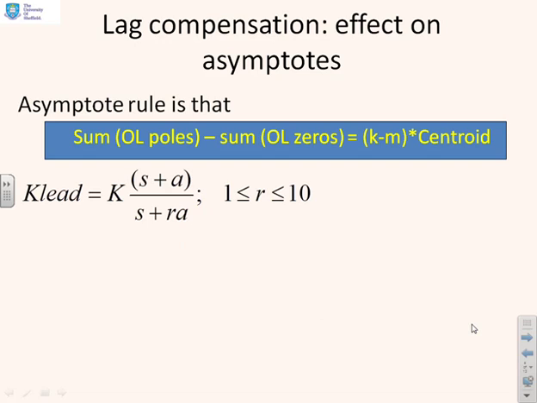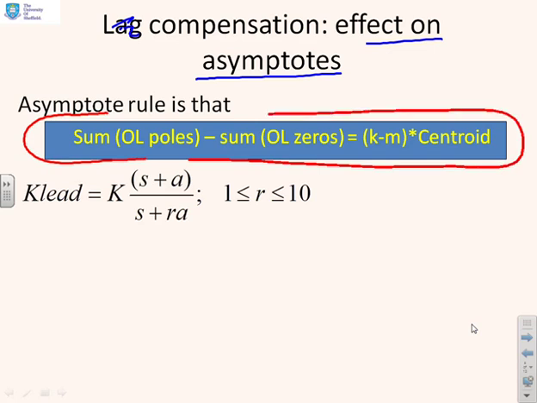So what happens when we look at this lead and ask what it does to the root loci? You remember when you looked at the lag compensation in the previous video that we said the most important thing to look at is the effect on the asymptotes. So that's what we're going to do. Now the asymptote rule that we used in the last video was this one. What happens to the centroid? The centroid is given by the sum of the open loop poles minus the sum of the open loop zeros, equals (k - m) times the centroid.